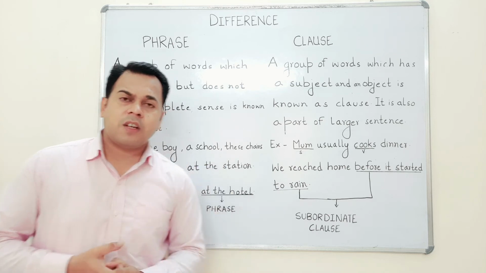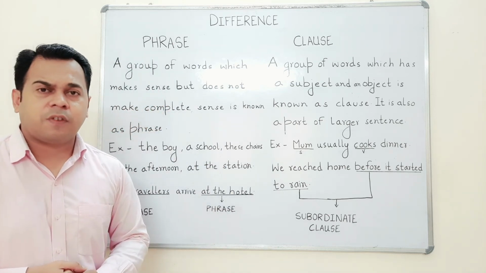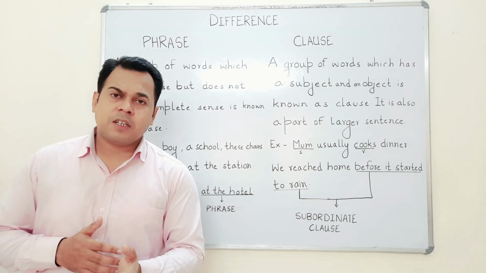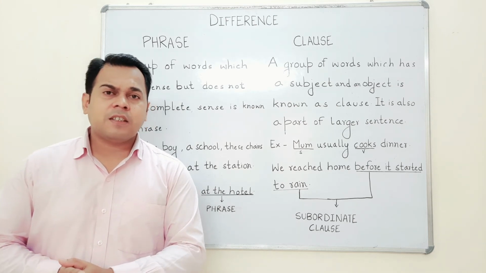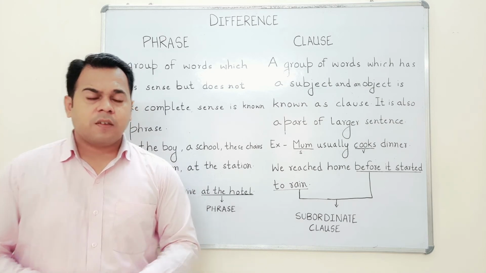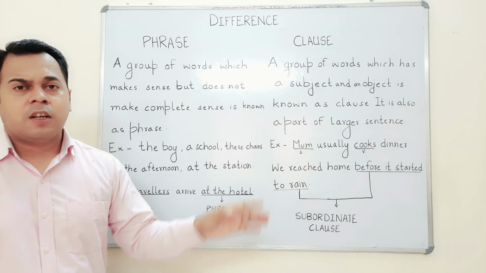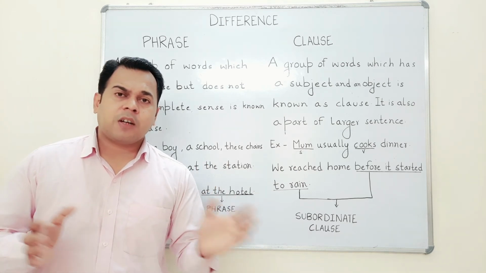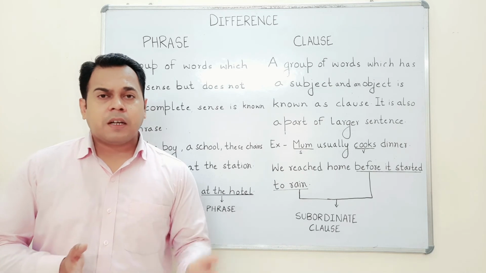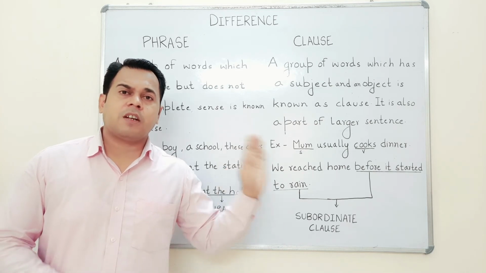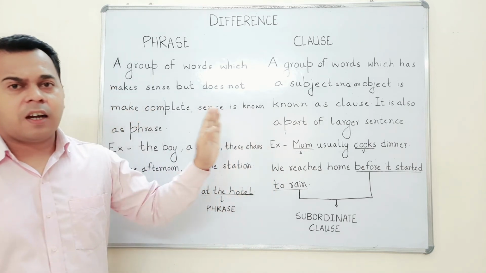So what is the basic difference between phrase and clause? A phrase is a group of words which makes some sense but does not make complete sense, and it needs a subject and object to finish its sense, whereas a clause is a group of words which has its own subject and object and is a part of a larger sentence. But if you separate it, it still creates some meaning. So this is the basic difference between phrase and clause.